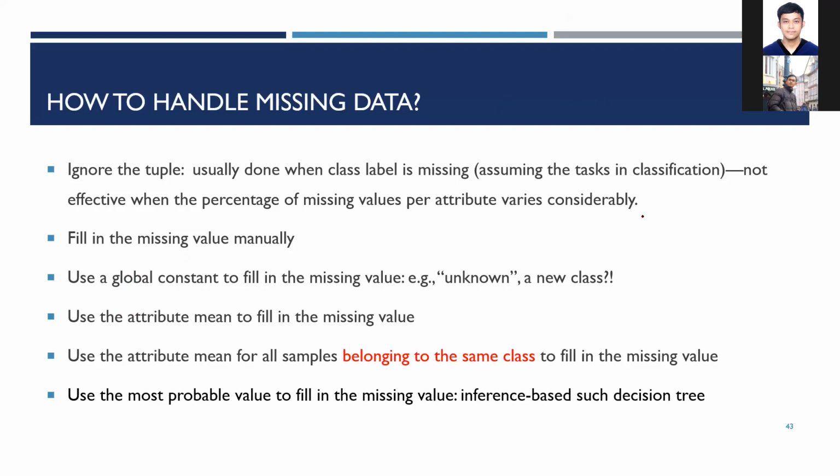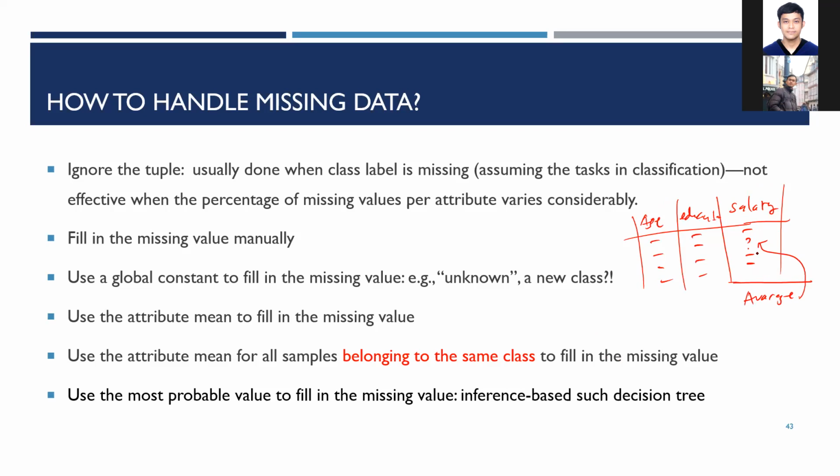Sometimes with a missing value, for example, we have 3 attributes. Maybe this is the age, then this is the education, and then this one the salary. We have data, but maybe one of these is a missing value here. The easiest one, because salary is continuous, is that we can fill it with the average. This is the easiest one.